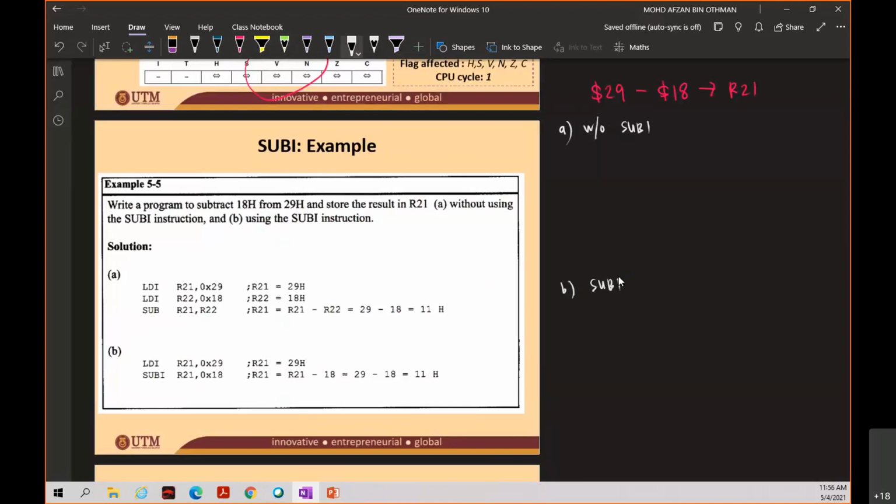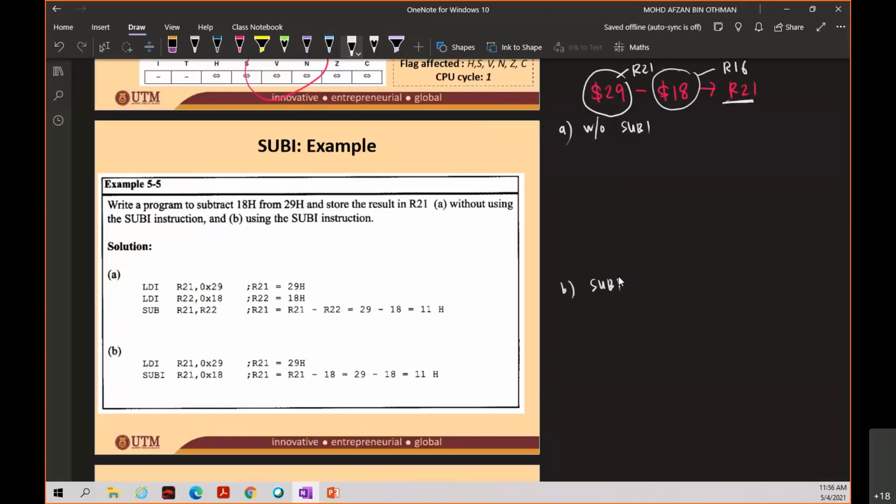Let's look at without using the SUBI. You're going to subtract this number here and put the result in R21. So by right, the biggest number, or the left number here, you need to put it in your R21. Why? Because at the end, you need to put the result in your R21. What about 18? You can put the 18 in any register, for example R16.